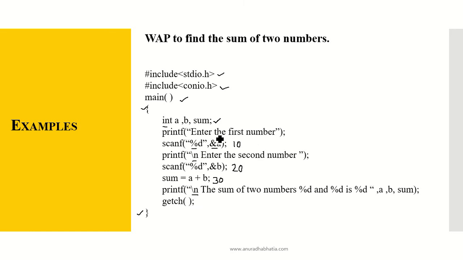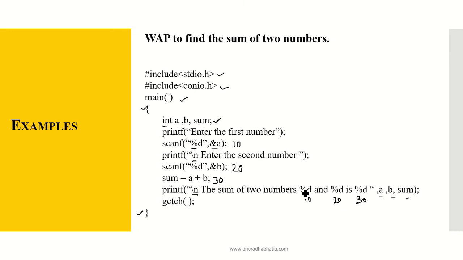I've moved over here. So what happens when I run and execute this program? "Enter the number" will be printed. I'll enter 10 over here, and when I press enter, it moves to the next line. So for the sum of the two numbers, you will see a, b and sum are written. The output will be: the sum of the two numbers 10 and 20 is 30.